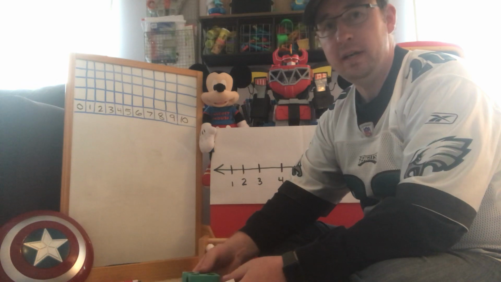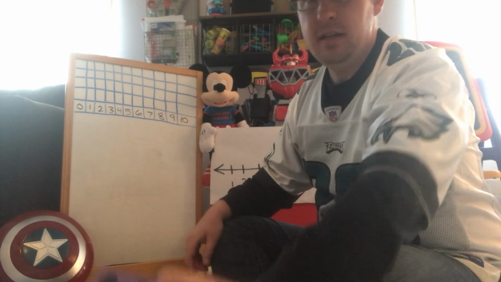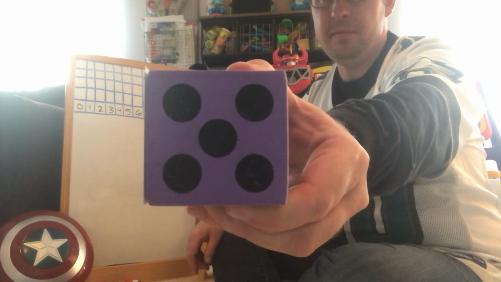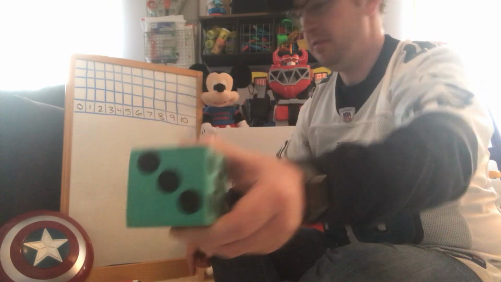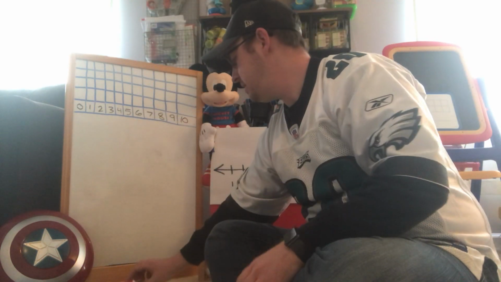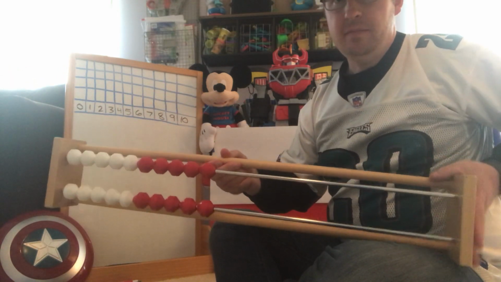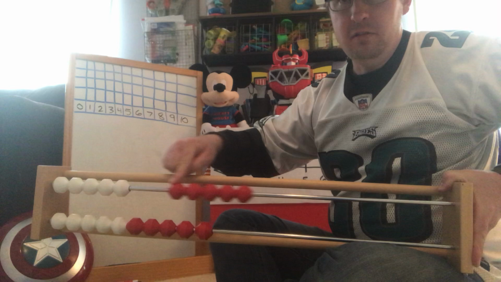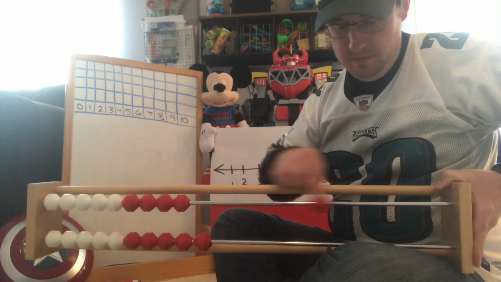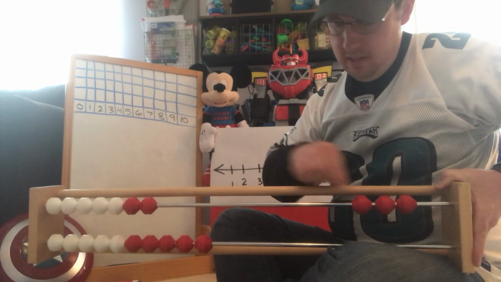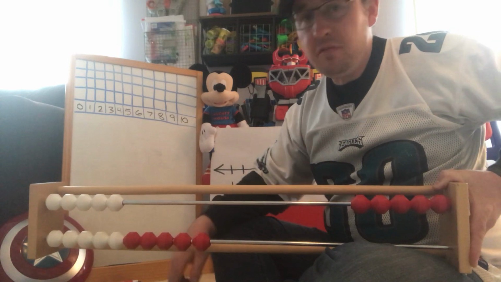Step 1, roll my dice. All right, I got that's right, 5, and I also rolled you got it, 3. So I'll start here with my abacus. I'll start with 5. Now I can just slide this whole roll over right away and just say 5, but we can also count one at a time. 1, 2, 3, 4, 5, plus 3 more.